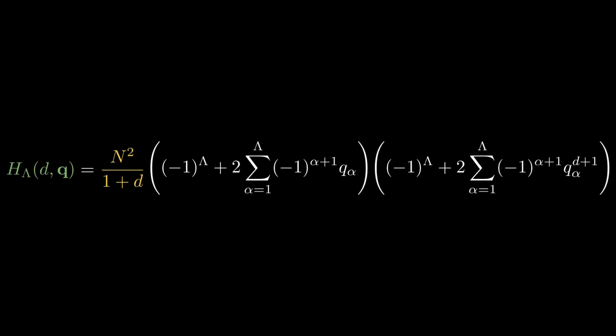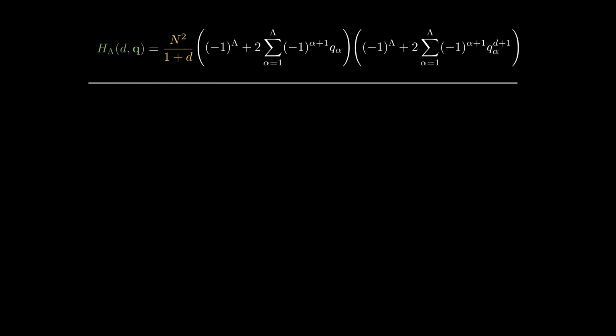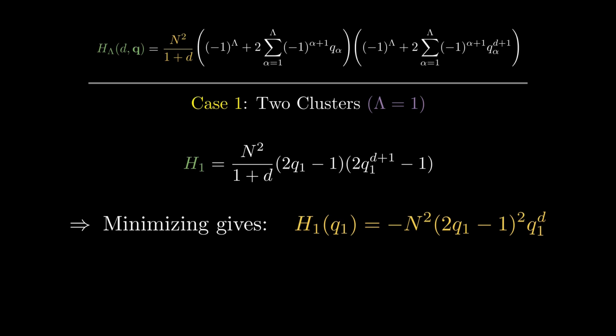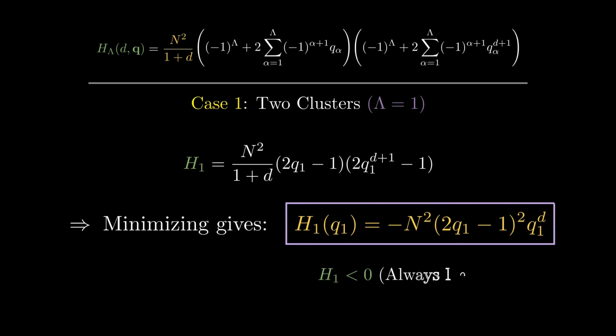Now, he could finally answer the lingering doubt. Which configuration truly has the lowest energy? The simple case with just one domain wall where lambda equals 1, or a more complex case where lambda is greater than or equal to 2. Let's look at the simple case first, 2 clusters where lambda equals 1. The formula simplifies beautifully, and upon optimizing the boundary position Q1, the resulting energy H1 is always negative. A negative energy signals a favorable low energy state, reinforcing the physical intuition that this configuration is naturally perfect.